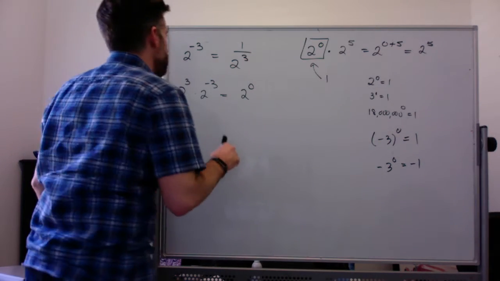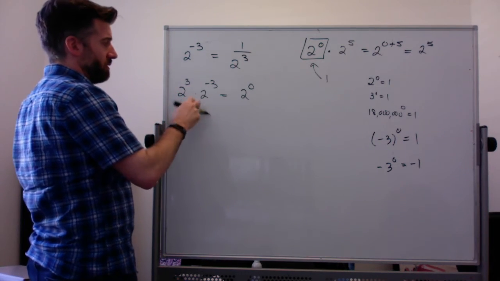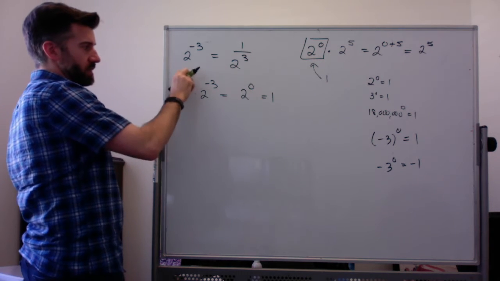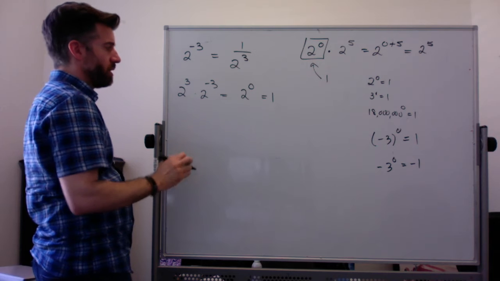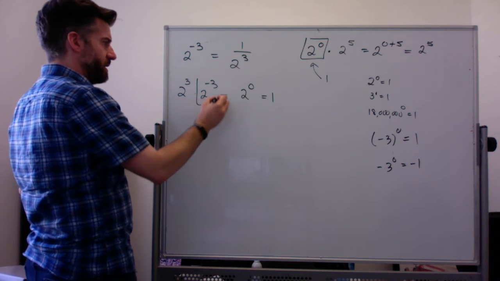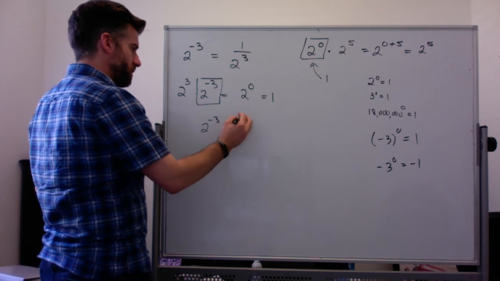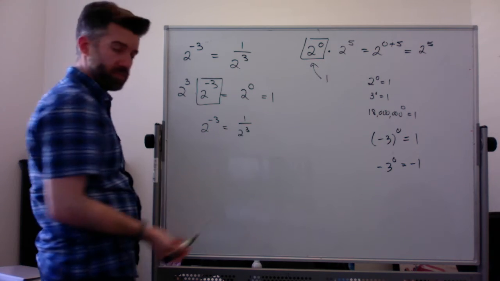Okay, back here, 2 to the 3rd times 2 to the negative 3rd is equal to 2 to the 0, but that's just 1. And the reason it's 0 is because these powers add together to give you 0. But then, if I isolate this, I can divide by that and say 2 to the negative 3rd is equal to 1 over 2 to the 3rd.